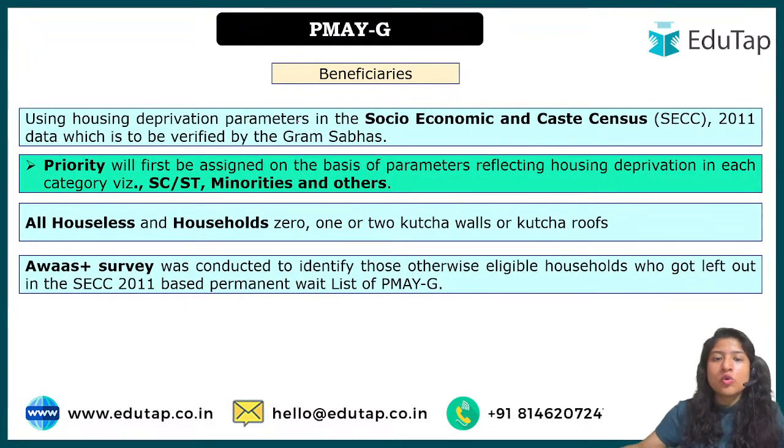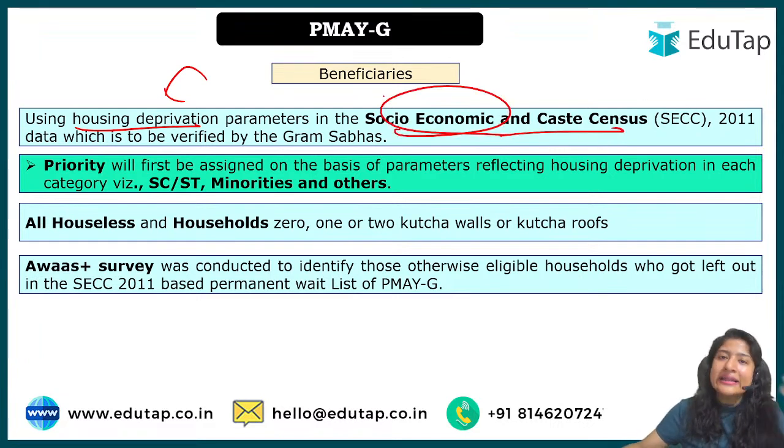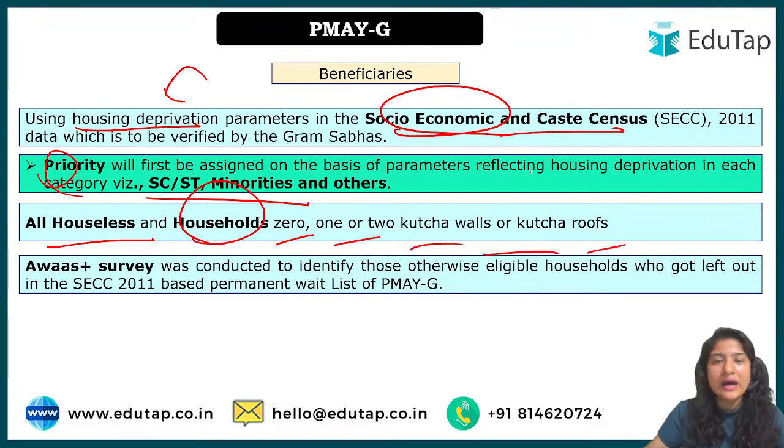So we have discussed that those who do not have houses under the Socio-Economic Caste Census can take benefit under this. Of course, the priority will be given to SC, ST and minorities. Not only for the SECC, but whoever is houseless or any household with 0, 1 or 2 kacha walls or kacha roofs is eligible under this.